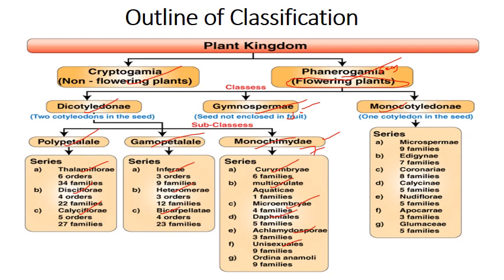Then monocotyledons contain plants having only 1 cotyledon and having parallel venation. It is divided again into 7 series, which include Microspermae, Epigynae, Coronarieae, Calycinae, Nudiflorae, Apocarpae, and Glumaceae. So these are 7 series into which this monocotyledon class is divided, and it contains different orders and families.